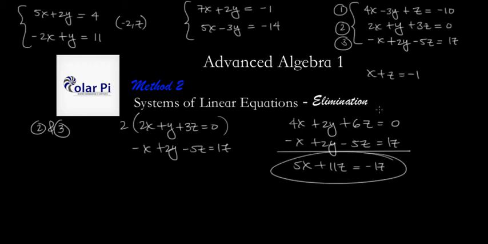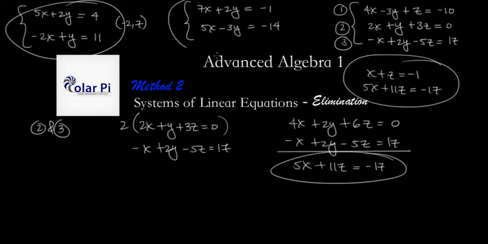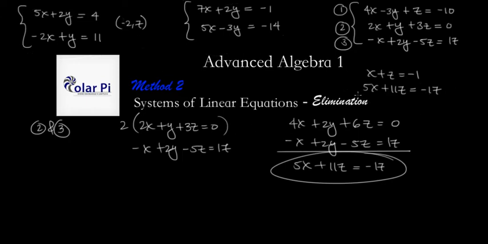We just found another relationship between x and z, this time using equations 2 and 3. Let's write that right here. 5x plus 11z equals negative 17. But then solving this is like solving either of these two. It's solving a system of two equations and two unknowns. So I'm not going to do that. You know how to do that. Use either elimination or substitution, and you can solve for z or x using this relationship.